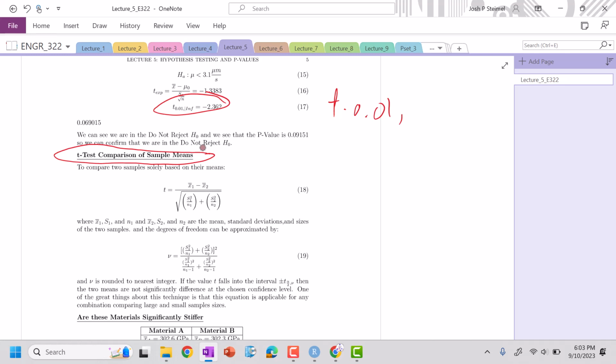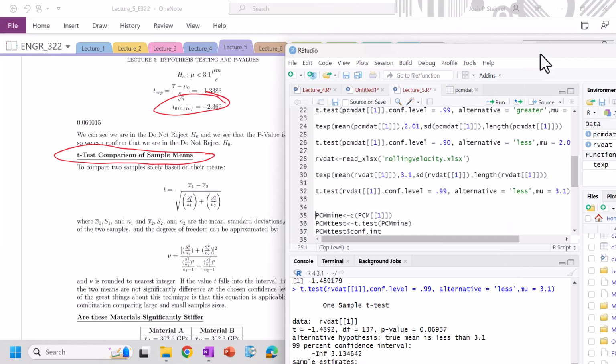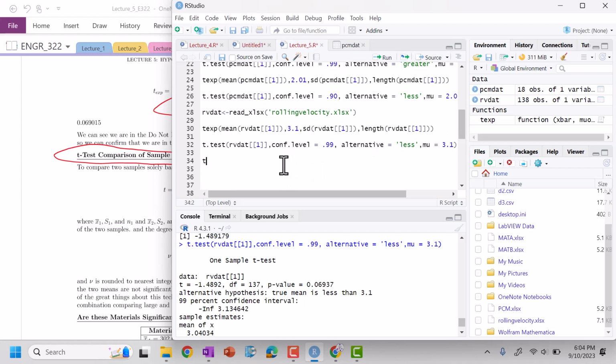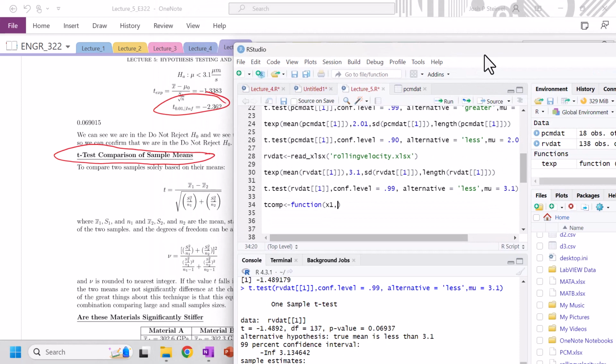So let's go ahead and we needed to make some changes. If we're looking at two samples, we're going to need to change some of our verbiage up. So we need to create another T experimental. I'm going to call this T comp. And then I'm going to set this variable. I'm going to create a function, and it's going to be a function of x1, x2. The order here is very important: S1, S2, so it needs to be consistent. N1, N2.